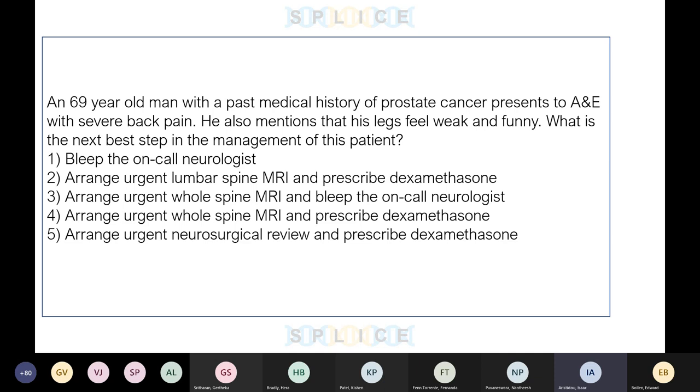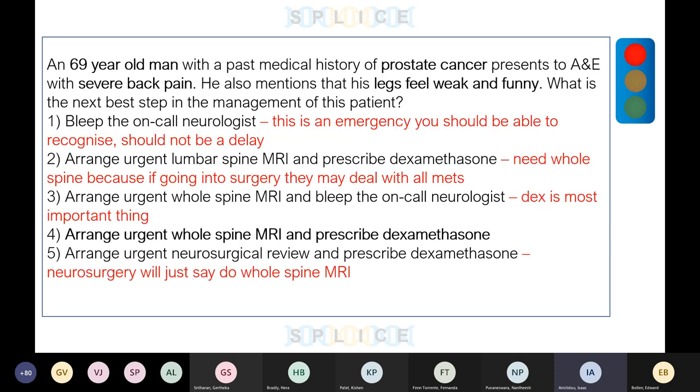What is the dose of dex? It's 8 milligrams BD. But anyway, arrange urgent whole spine MRI and prescribe DEX. So this is something you guys need to basically know, but the vast majority of you got it right. As I mentioned, this is an emergency. You should be able to recognize this. There should be no delay whatsoever. You need a whole spine because the neurosurgeons want to see the entire thing before they go in and operate. DEX is the most important thing here, so you need to get that done before bleeping because they're just going to tell you to do it anyway. And as I mentioned, you need a whole spine, but good stuff.